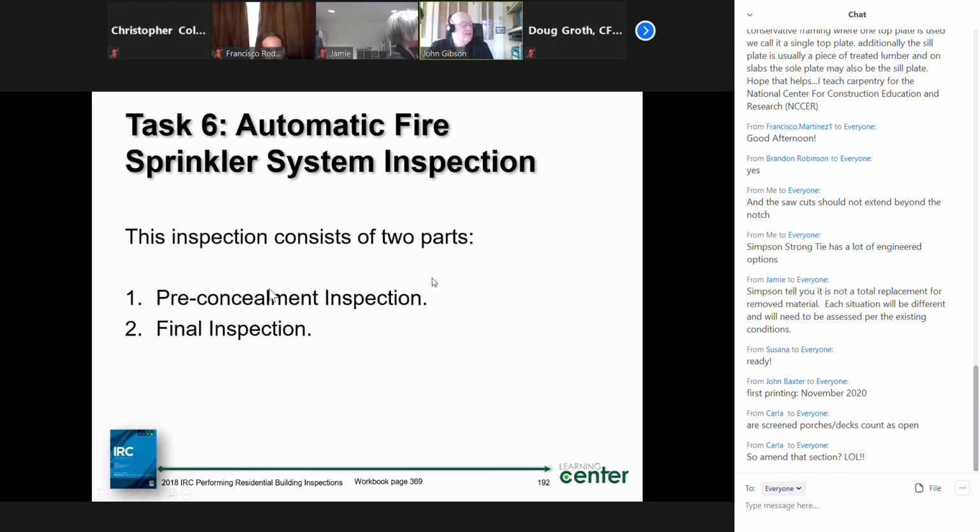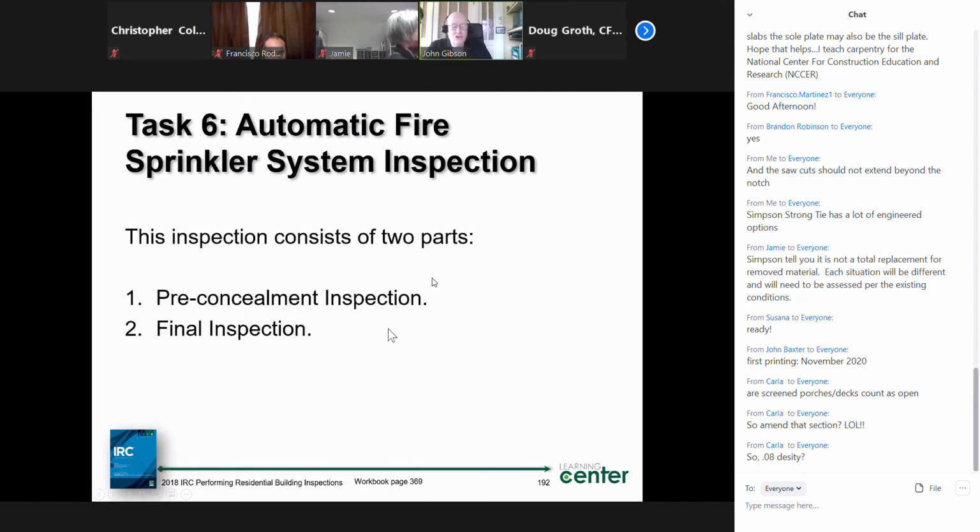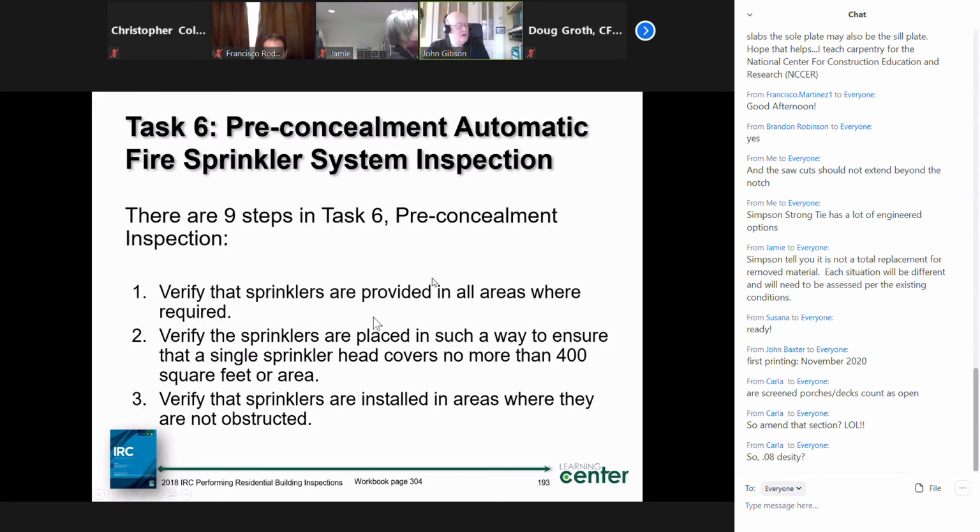Anyway, these systems, there's basically 2 things from an inspection. One is before I start concealing stuff. The other is just the final. So there's 2 kind of parts. I'm going to let you all take a look at it. We have coverage on the heads, and this is any sprinkler head.